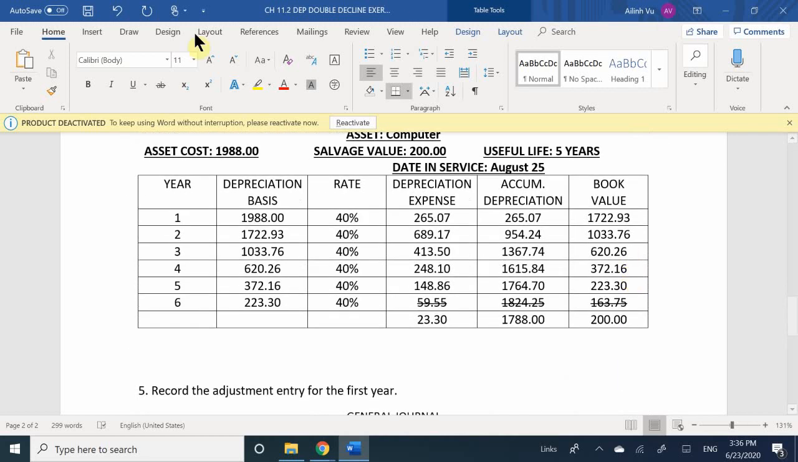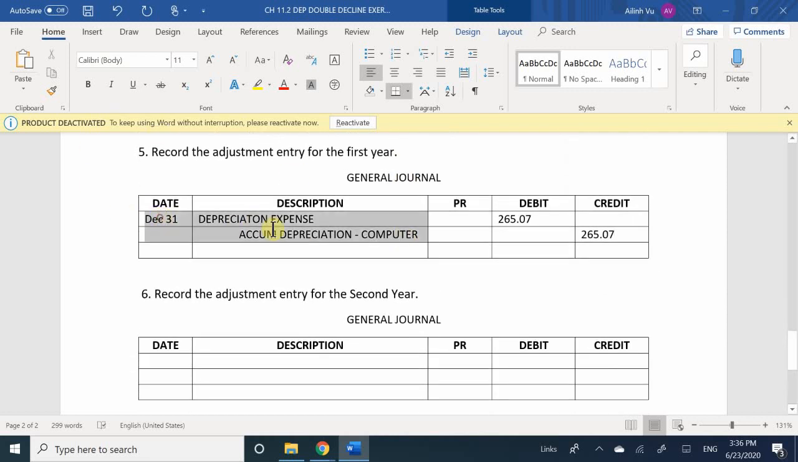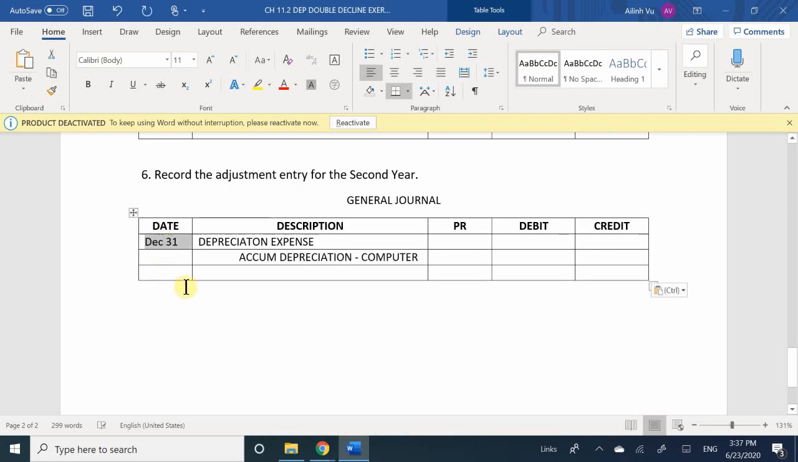So let's go back up to our table. Second year, how much was our depreciation expense? $689.17 is our answer. I'm going to copy this to save some time here. Not that I need to save the time, but what was it? That's cheating. 689.17. My bad. Yes. 689.17 is our answer.